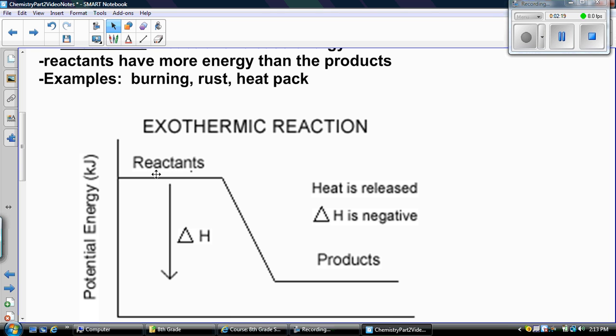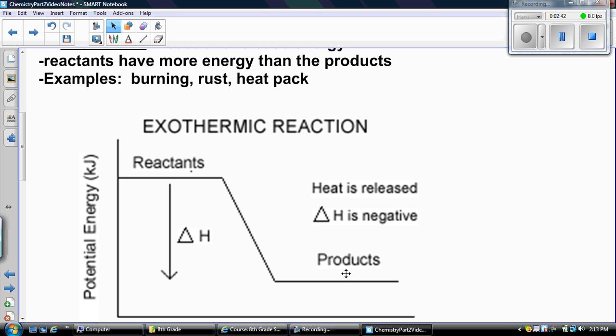So examples of that is burning wood releases heat and light energy, so the reactants have more energy than the products. Rust, when iron reacts with oxygen, iron has more potential energy, and it releases some as heat into the atmosphere. So the products have less energy. And that's also how heat packs or hand warmers work.